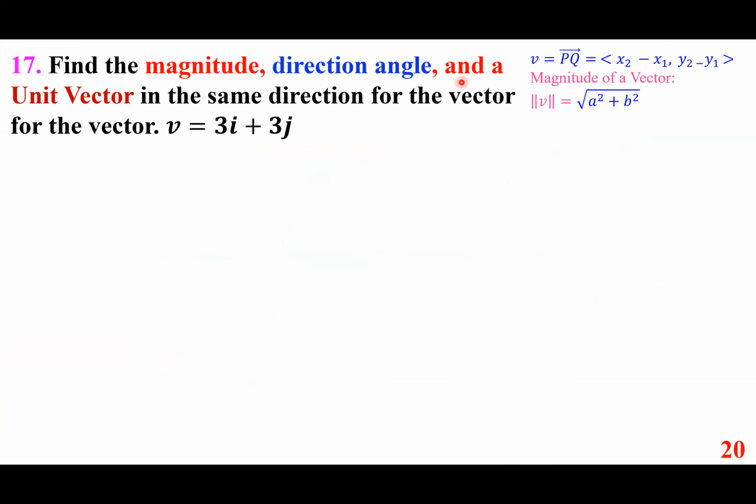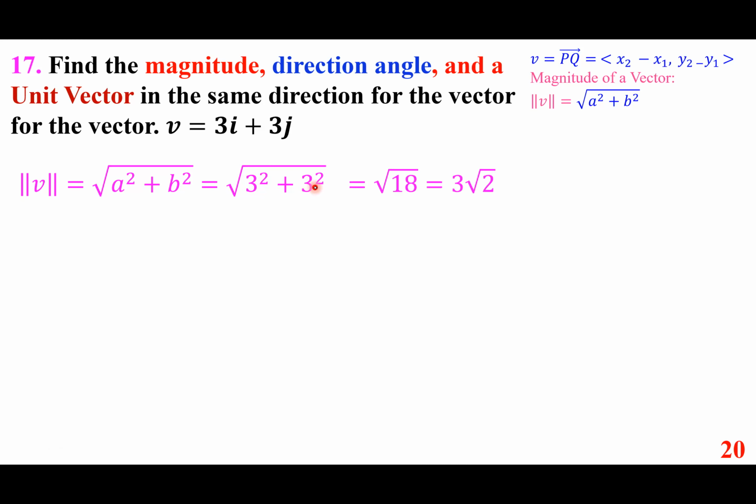Find the magnitude, direction angle, and a unit vector in the same direction for the following. V equals 3i plus 3j. Well, we know the magnitude is the square root of a squared plus b squared, which makes it 9 plus 9, which is 18, which is 3 square root of 2, because this is 9 times 2, and 9 comes out. So we got the magnitude.